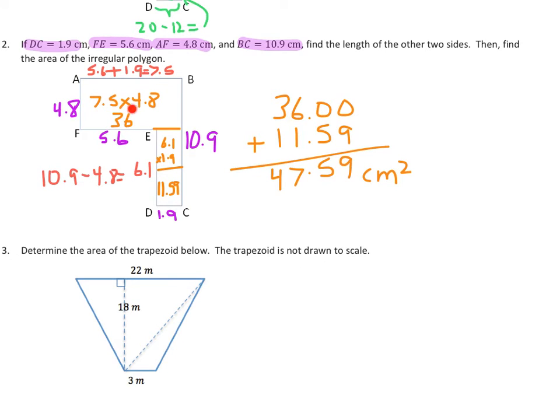So then I have 7.5 times 4.8 for this rectangle, which is 36, and 6.1 times 1.9 for this rectangle, which is 11.59, or 11 and 59 hundredths. And when I add that together, I get 47 and 59 hundredths centimeters squared. And I know it's centimeters because it told me up here.